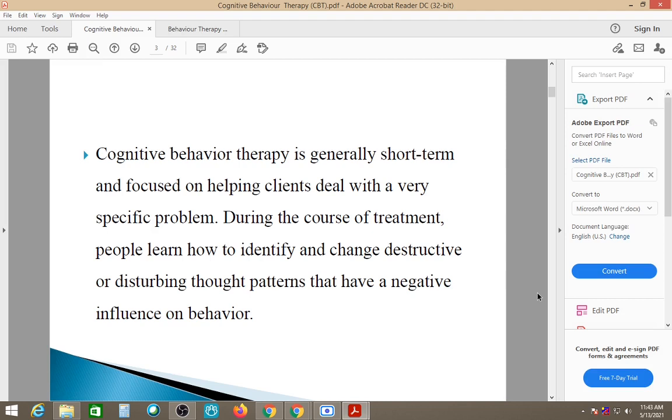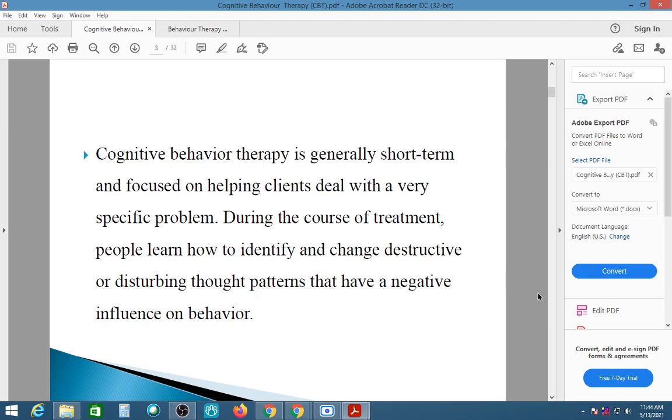Though it says it is short term, from my own experience and from my colleagues and the other people who are giving CBT, it depends from person to person. Sometimes, because we need sessions, right? Sometimes it can be addressed in a very short term, and sometimes it does take long. But usually, most of the time, if the problem is specific, once we deal with that, the problem gets solved.